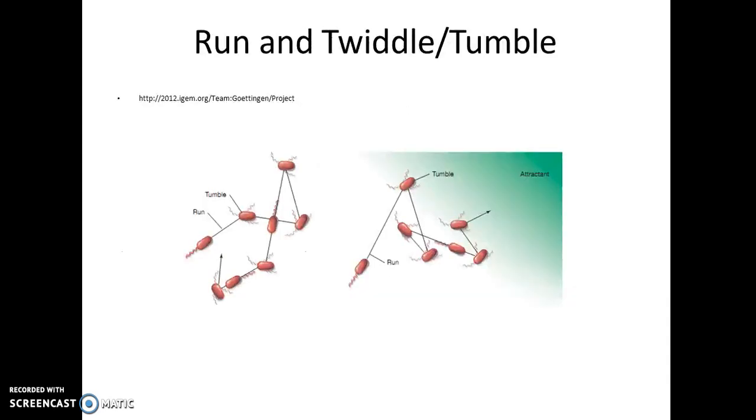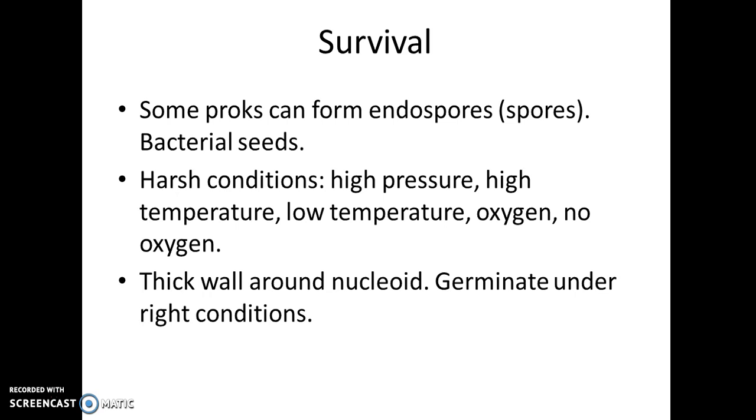Now here's a picture of runs and twiddles. You'll notice that we have a run here, which is a long continuous line, and a tumble here where they stop and jiggle, then they move all over the place. And why do they move? Because they don't have eyes. What they're measuring is concentrations of the different molecules, which implies that somehow they can measure and compare one location to another location, which is pretty awesome if you think about it. So if you want to get that diagram, it might be a good thing to do.